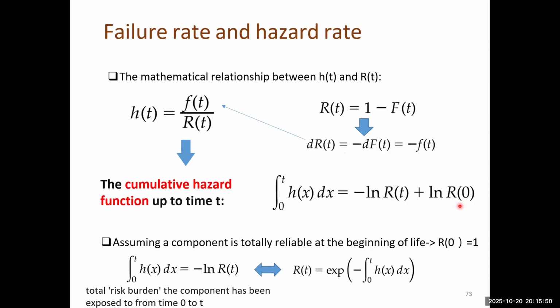We need to find the derivative function, and we need to find the primitive function of f(t) and R(t). We need to know the relation between these two functions, and we can get the transformation between them. Then, when we do our integration for h(t), we can use this transformation to get the final result of the function. So that is our cumulative hazard function.